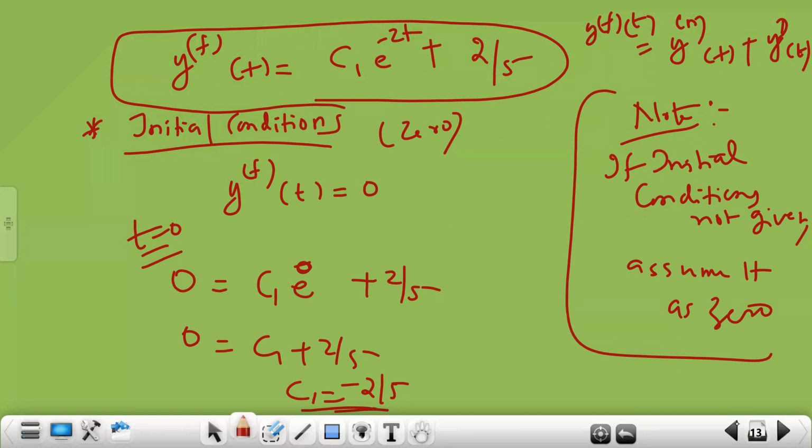Any doubts? After finding the forced response, that is C1 e raised to minus 2t, this is your natural, this is your particular. You have added these two. Then only you will apply your initial conditions and find the value of C1. If the initial condition is not given in the question, simply you can assume it as 0. At time t equal to 0, your initial condition will be 0.